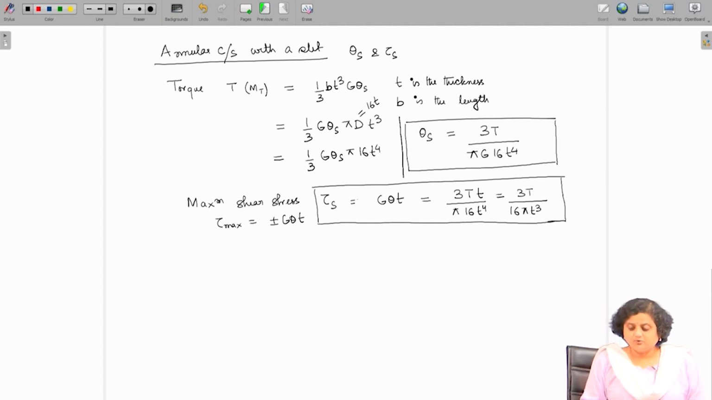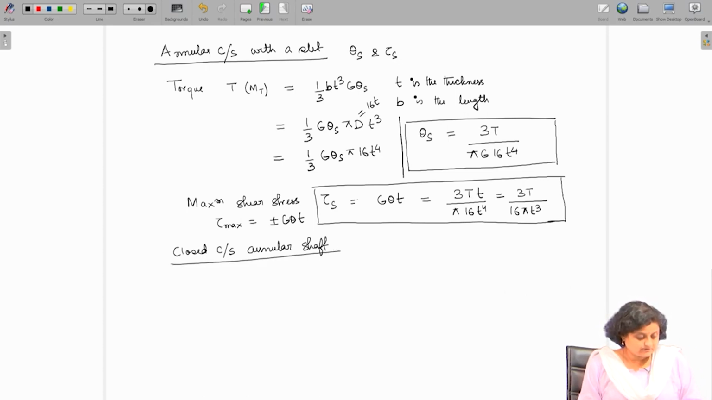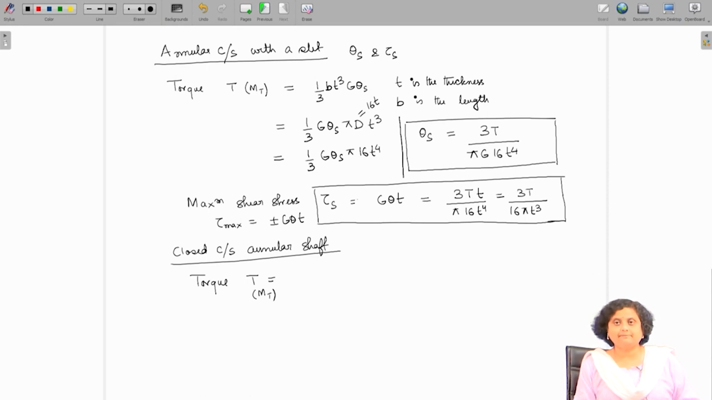Now, let us move into the closed cross section. If it is a closed cross section annular shaft, we know that the torque T, which is indeed M_t that we have been talking about, or the applied torsional moment, is going to be 2A into h, where A is the mean area enclosed by the shaft and h is the depth or height of the deformed membrane.